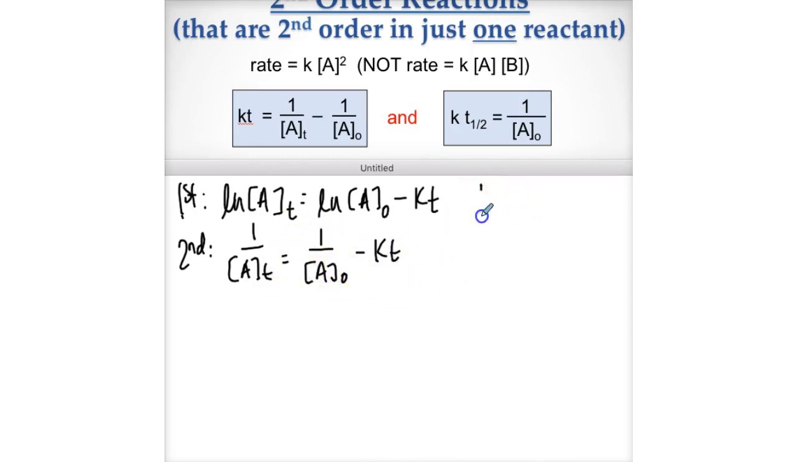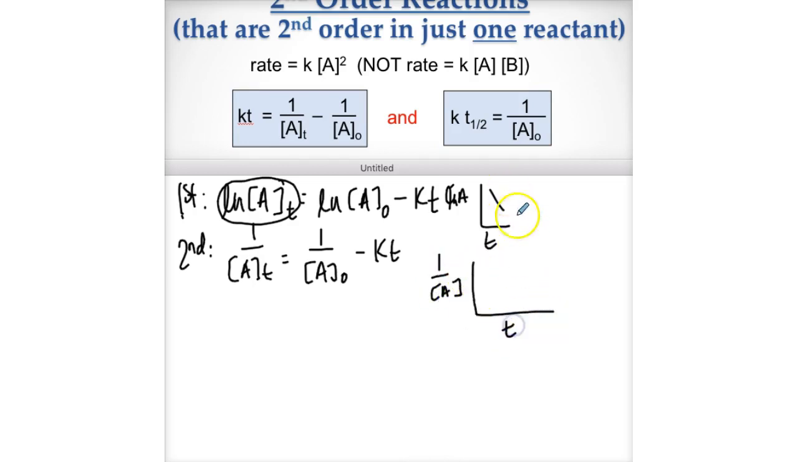So for first order, if we graph natural log of A with respect to time, we get a negative slope. For this one, because it's an inverse, you guys learn in math that when you inverse something, the graph is the opposite. It's no longer a negative slope, now it's going to be a positive slope. And again, this follows a y equals mx plus b relationship. This is y, this is m, this is x, x is time, and then this is b right here, the y-intercept. So when we graph this versus time, we get this relationship right here if it's second order.